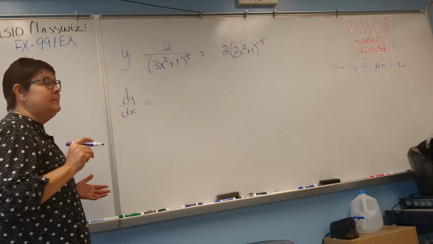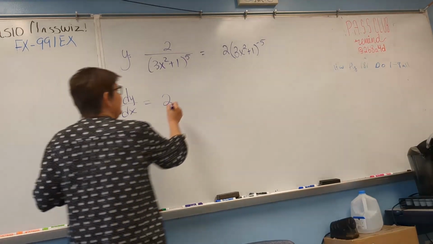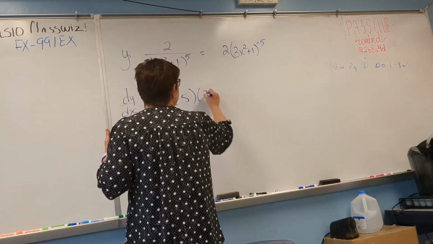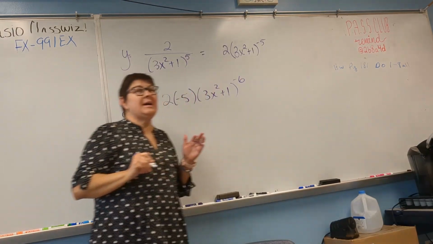Decent? So the 2 goes for the ride. Are we cool with that? The -5 comes to the front. I rewrite the junk on the inside. I subtract 1 whole. And then I derive the inside.